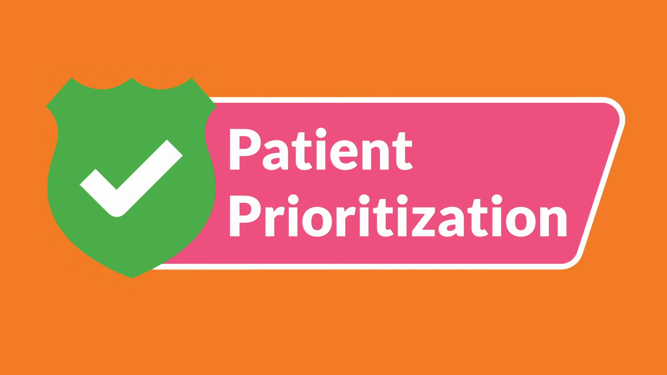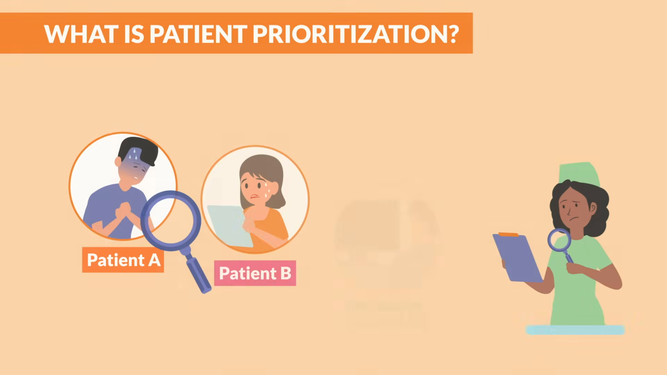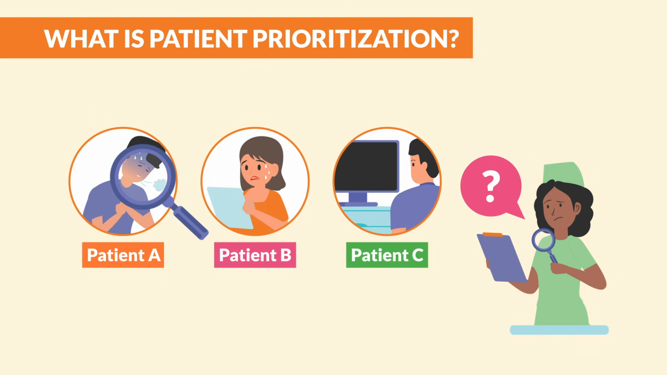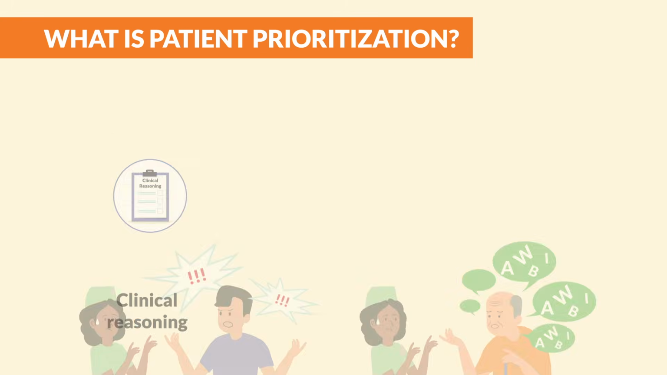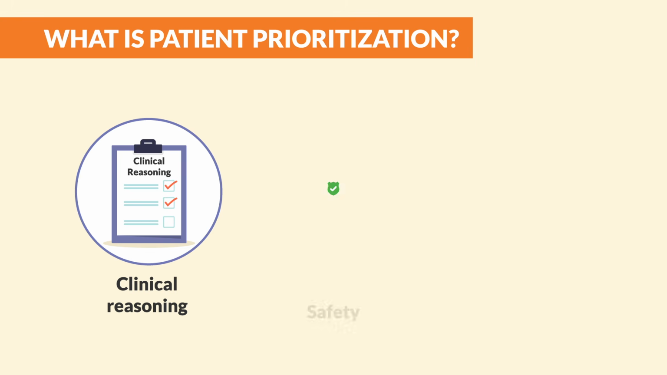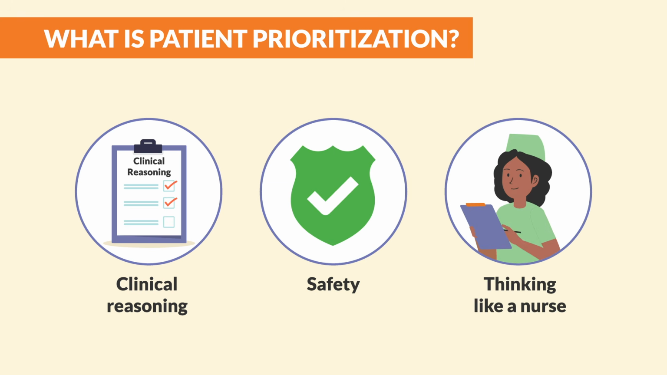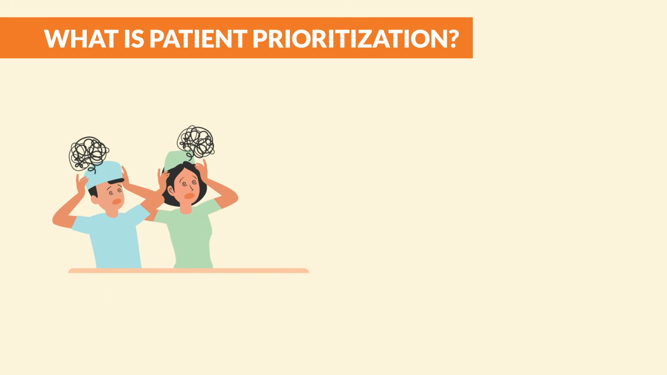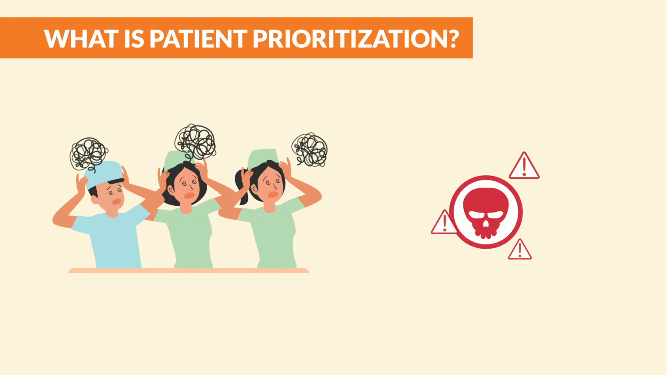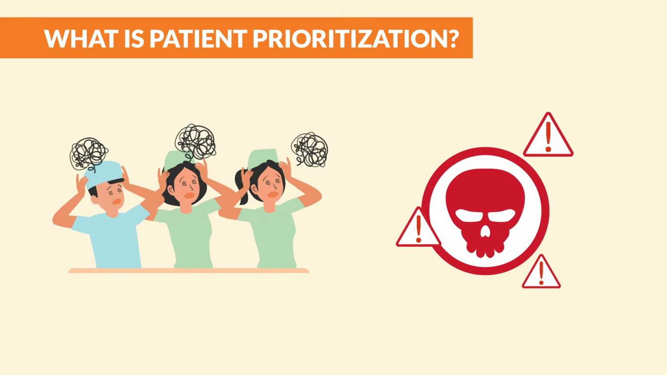First off, what is patient prioritization? Well, prioritization is all about making smarter, quicker decisions on who needs your immediate attention and why. It's not just about the loudest patient or the one who complains the most. It's all about clinical reasoning, safety, and thinking like a nurse. Prioritization is the foundation for good nursing care. Without it, things get chaotic. And worse, people can get hurt or even die.